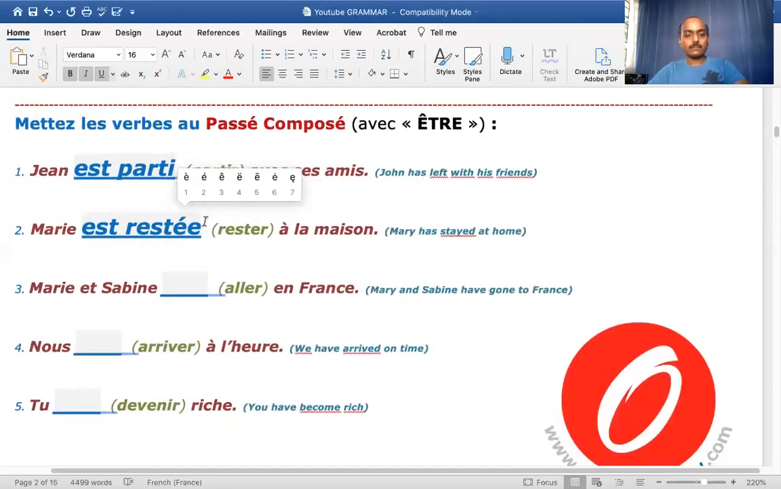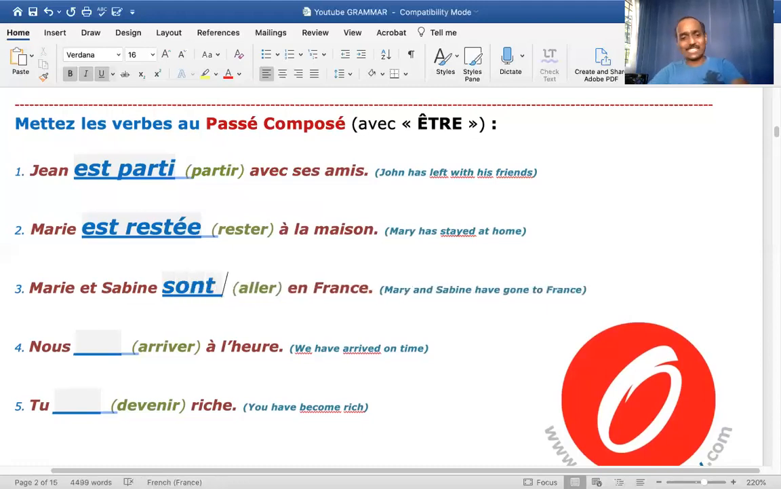The next verb is aller. We need to use être as the auxiliary verb. But here you see we're talking about 2 people. In the subject noun section, we have Marie et Sabine, Mary and Sabine. You're talking about 2 girls. And the equivalent subject pronoun is E-L-L-E-S, they, feminine. So when it is E-L-L-E-S, your être conjugation is S-O-N-T.